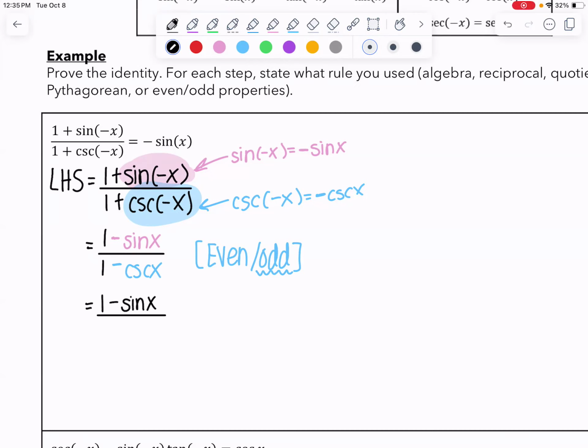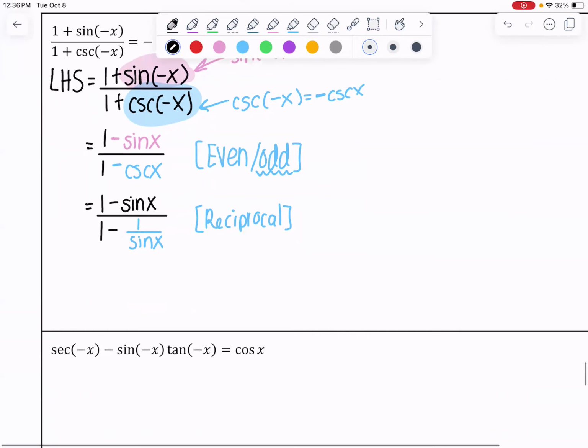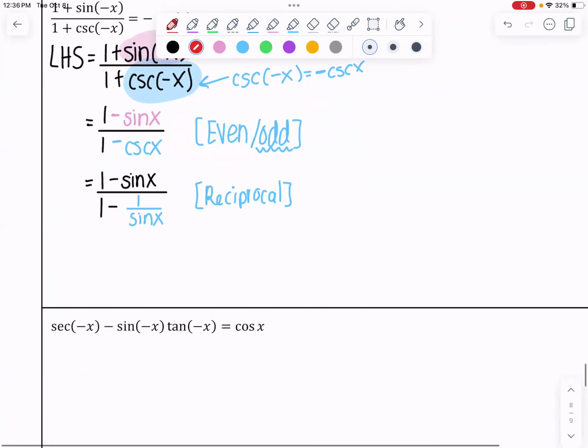So 1 minus sine x on top, 1 minus 1 over sine x. Maybe I'll make that blue. 1 over sine x. And that is using a reciprocal identity, reciprocal. I want to get rid of the denominator that's in my denominator. So I'm going to multiply the big fraction, you have to do it on top and bottom, by sine x.